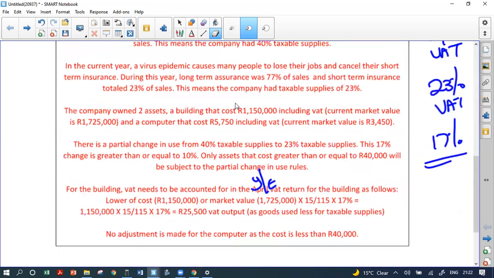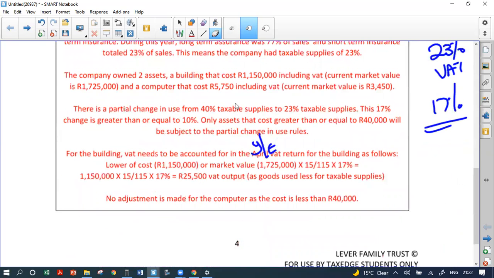Okay. And what are we going to do? We're going to say lower of cost or market value: cost 1150, market value 1725. So the lower of the two, 1150 times 15 over 115 times the 17% move. And that's what we call a partial change in use.